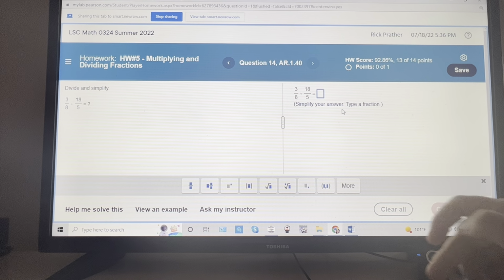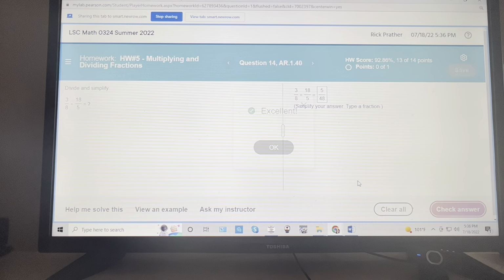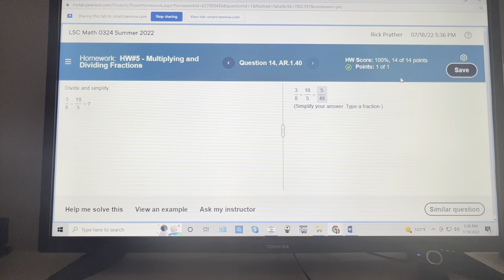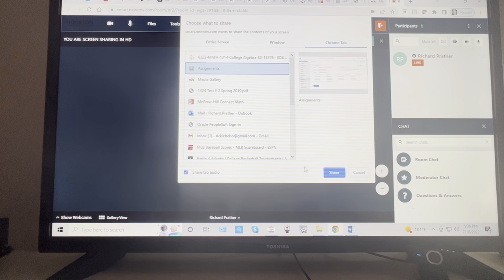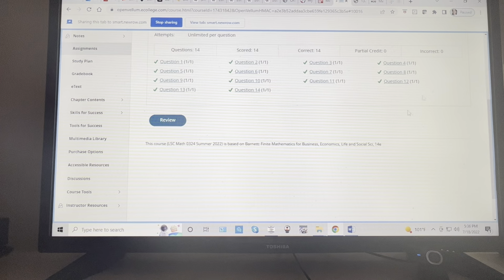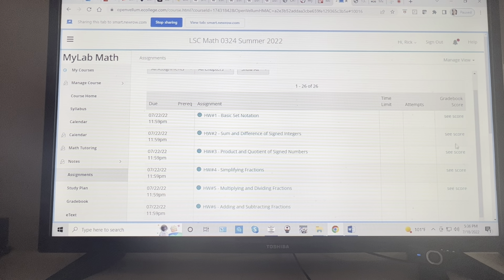Okay, so we did the two assignments for today that were on the calendar and got 100 on both of them. So I'm going to save this. And then if I look in my MathLab account, assignments, everything's green check here. If I go to the assignments tab, I've done 5 homeworks so far.